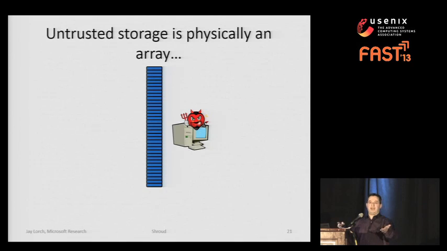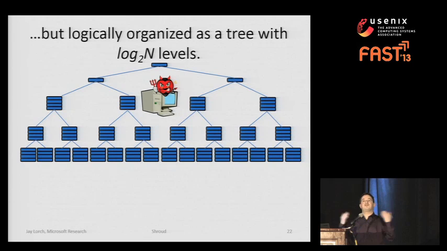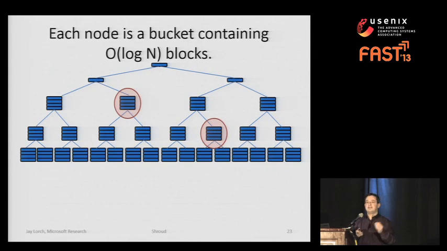Well, physically it's an array, it's a disk or a series of disks, but we're computer scientists here. It's easy to think of that as logically a tree with log n levels, where n is the number of addresses in your virtual disk. Every node in that tree is a bucket that contains order log n blocks.